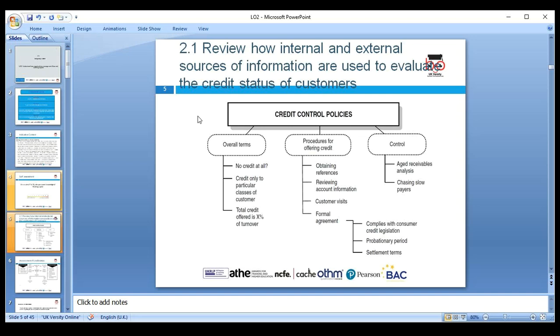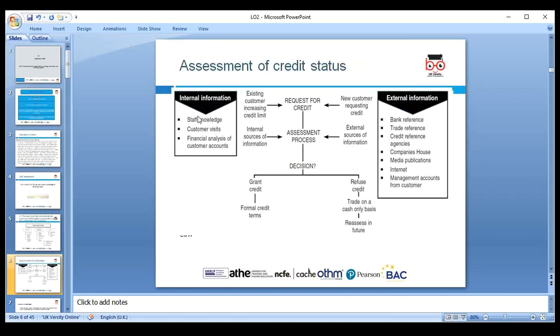A probationary period: maybe you can give low credit to some new customers and then enhance it. The settlement terms can be varied based on the credit rating. And control aged receivables analysis, so we can chase slow payers. If you have any questions, please ask.